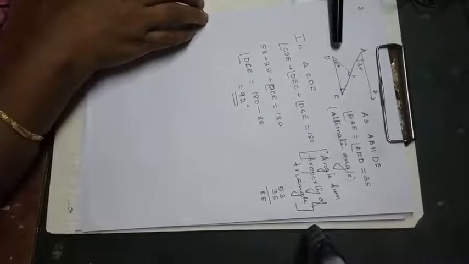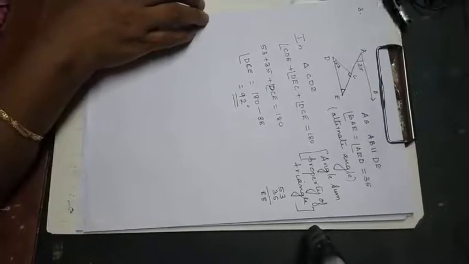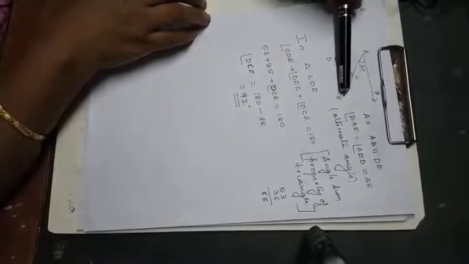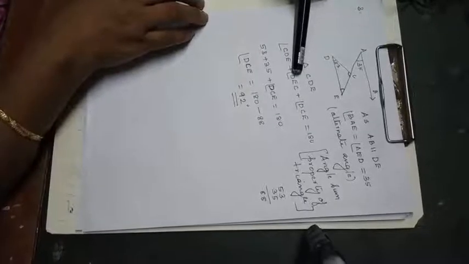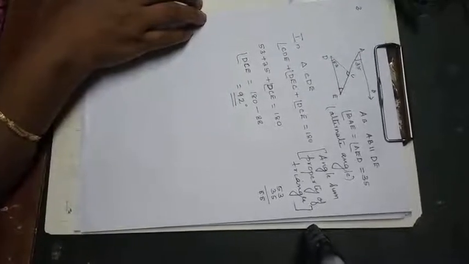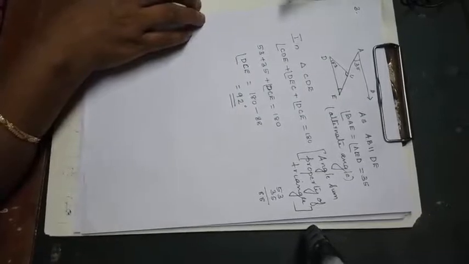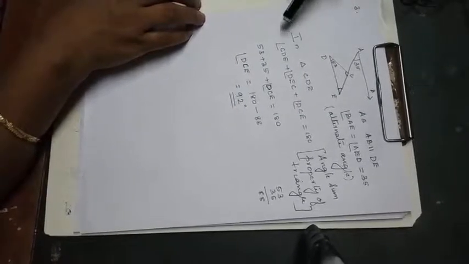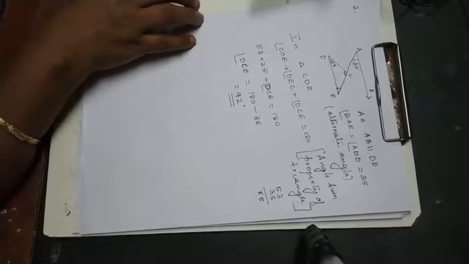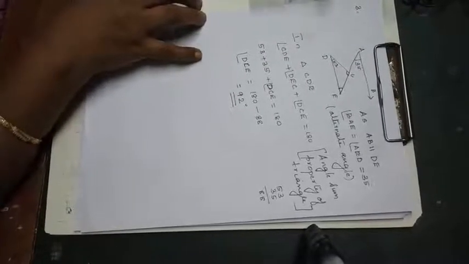So how did we solve that problem? As AB is parallel to DE, BAE is equal to AED, alternate angle. So these two angles will be 35. Now in triangle CDE, CDE plus DEC plus DCE is equal to 180, or 53 plus 35 plus DCE is equal to 180. DCE equal to 180 minus 88, that is equal to 92.